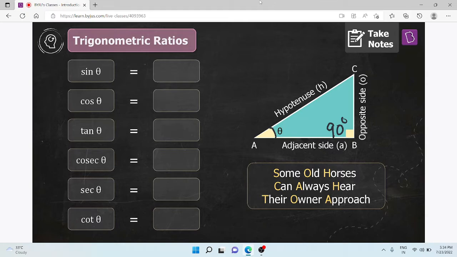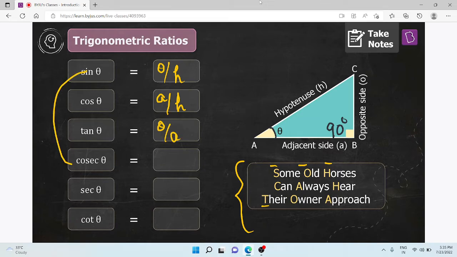Sometimes it is a little confusing to remember these values, that's why we have a trick or shortcut to remember this. The trick is this proverb: Some old horses can always hear their owner approach. Some old horses means SOH. S for sine theta is equal to O by H, opposite side by hypotenuse. Can always hear, C for cos theta is equal to A by H, adjacent side by hypotenuse. And their owner approach, T for tan theta is equal to O by A, opposite side by adjacent side.